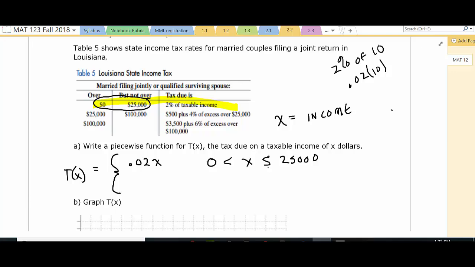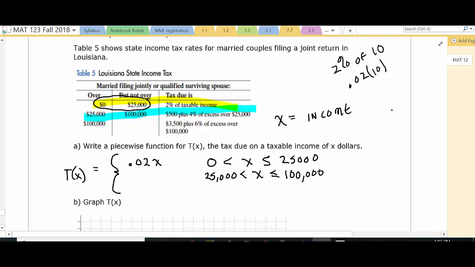Okay, now let's look at the middle piece. This is when you start making over 25,000, but you don't make over 100,000. So I would look at this like this. You're over 25,000, so that means that's less than. But you're not over 100,000, so that means if you're equal to 100,000, then that's your tax bracket. Okay, so it's between 25,000 and 100,000.